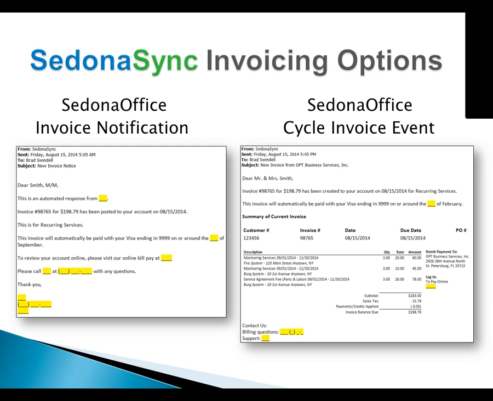However, we do pull some information from the data, such as the invoice number, the payment details, things like that. That information is pulled in automatically from the SedonaOffice database. And then the event to the right here shows the basic SedonaSync cycle invoice that SedonaOffice has created. This is a simple HTML-based event here that shows the monitoring services as well as the rates, the payments applied, and the invoice balance. However, again, the other information will have to be hard-coded in there, such as the ACH payment dates and the customer branding information.